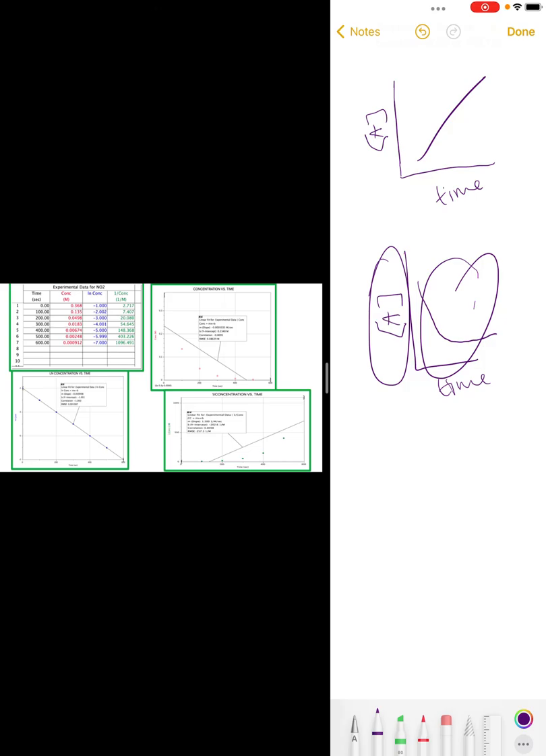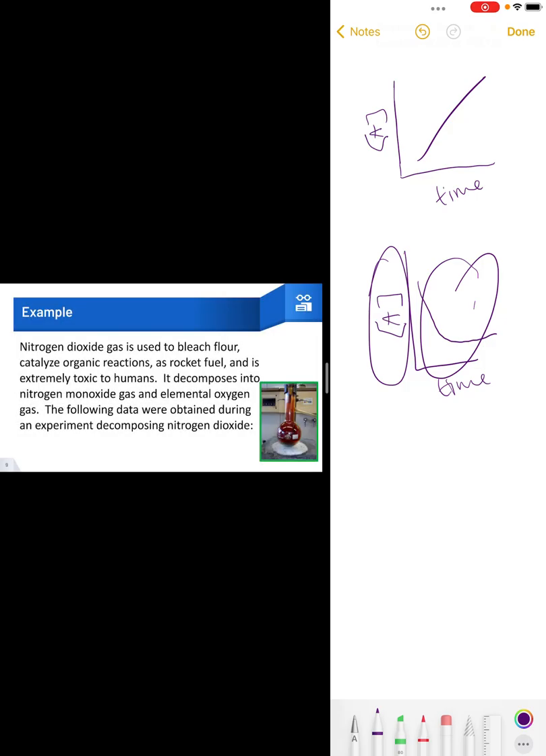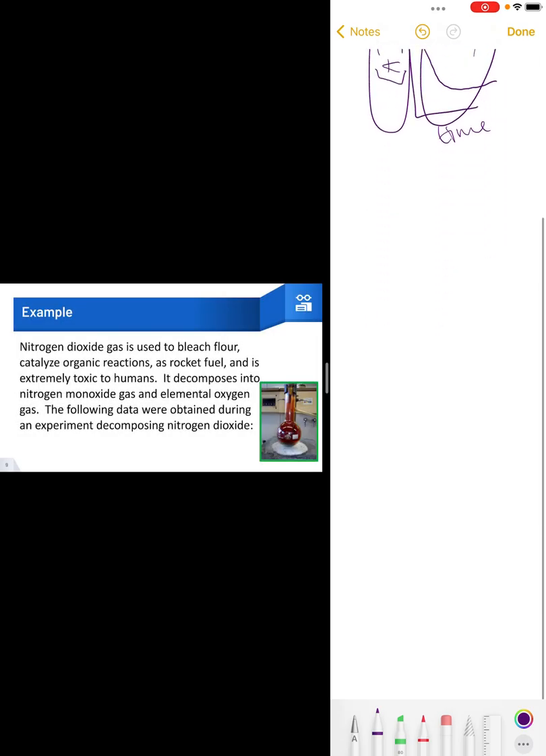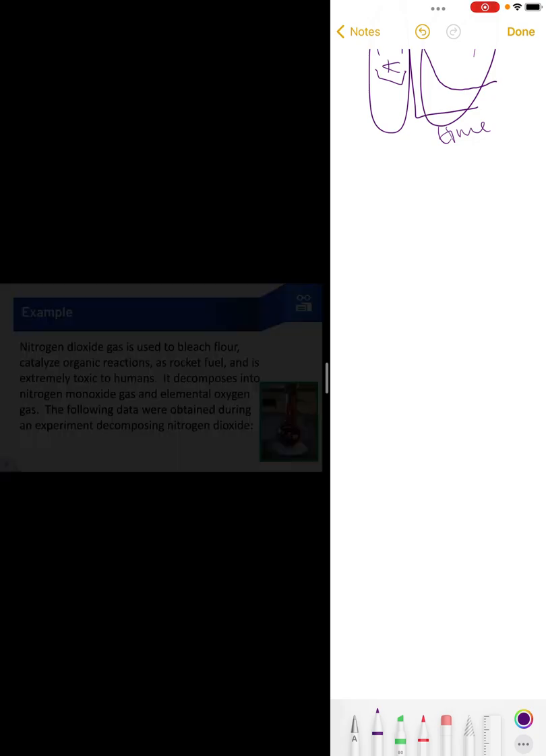Here's a bunch of data. We're going to come back to this in a second. And let's look at this example. So this says nitrogen dioxide gas is used to bleach flour, catalyze organic reactions. It's used as rocket fuel and is very toxic to humans. It decomposes into nitrogen monoxide gas and elemental oxygen gas. The following data was obtained during an experiment decomposing nitrogen dioxide.